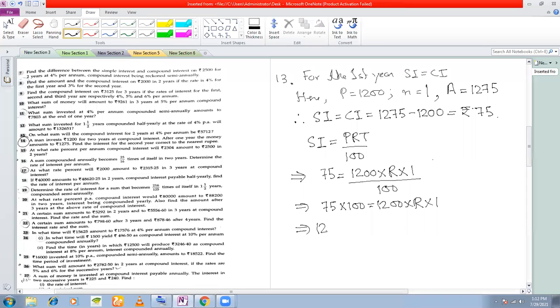That means 1200 R is equal to 7500. That means R must be equal to 7500 divided by 1200. Now you can cancel this. 3, 4, 25. So 25 by 4. So what is the rate of interest here? 6.25%. Okay. Now, once we have got the rate of interest, what is the question here?